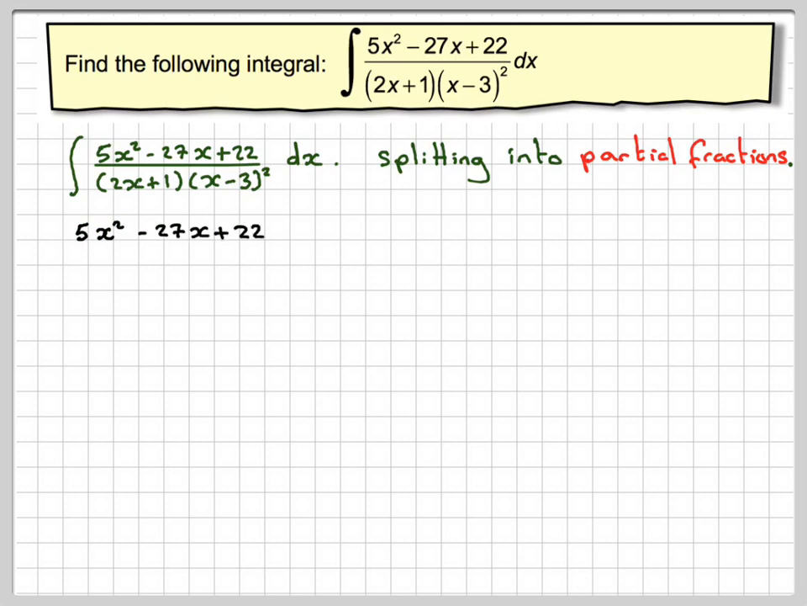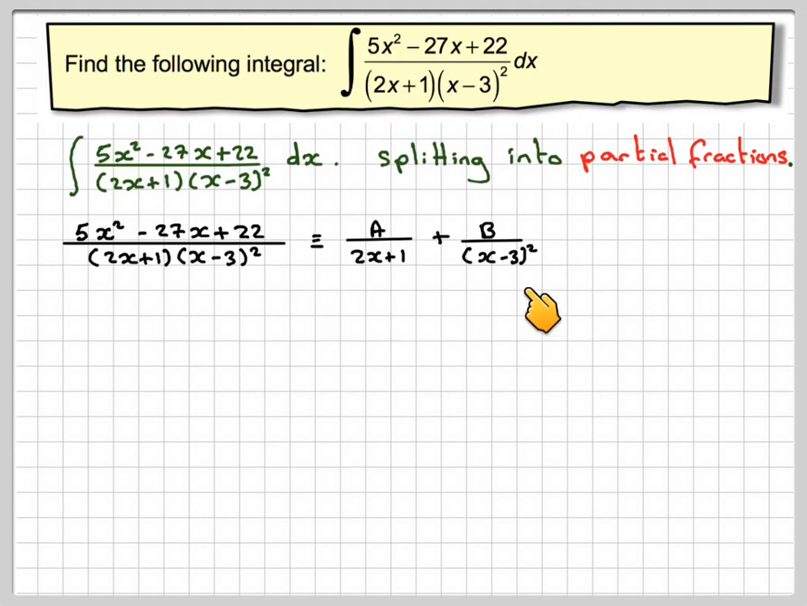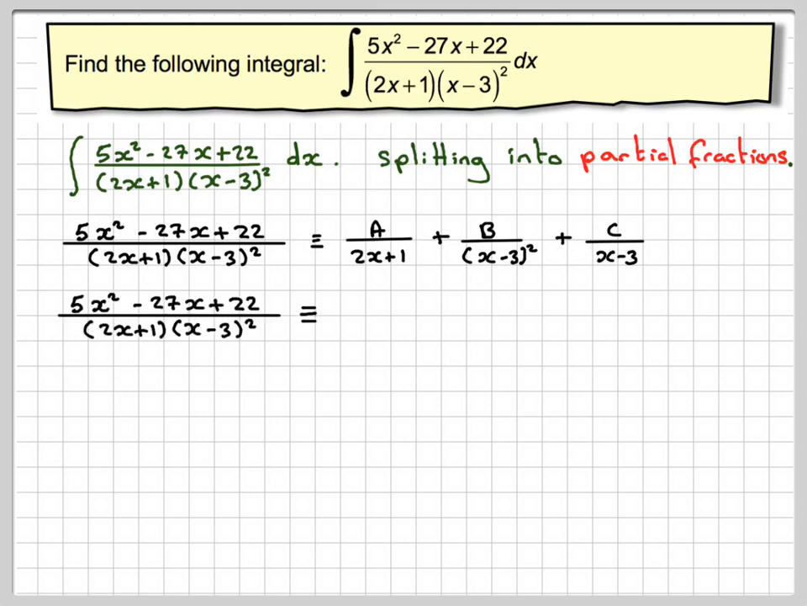then (5x² − 27x + 22) over (2x + 1)(x − 3)² will become A over (2x + 1), and then you have to do B over (x − 3)², and also consider C over (x − 3). Right, then you need to put everything over a common denominator, so putting both sides under the same denominator, (2x + 1)(x − 3)².